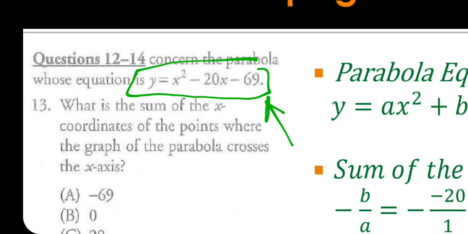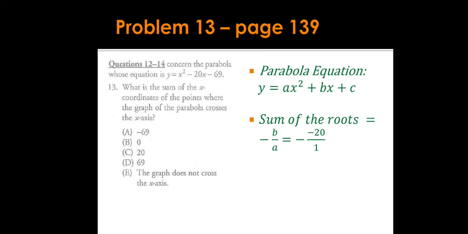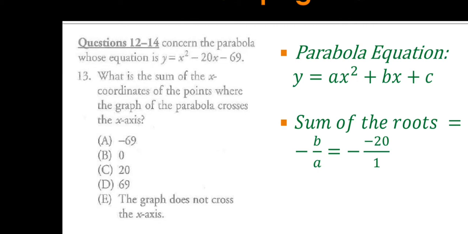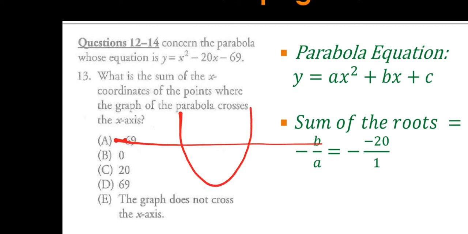Now the question here is, what is the sum of the x coordinates of the points where the graph of the parabola crosses the x-axis? What does it mean the parabola crosses the x-axis? This is our parabola and this is our x-axis. These are the 2 points of intersection of the parabola with the x-axis.